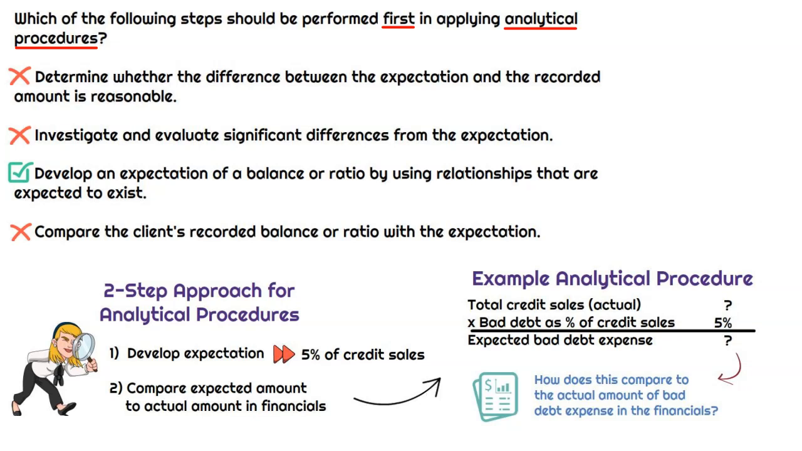But if you got this one wrong, you probably did not identify that word first. What is the first thing we do when we apply analytical procedures? So now you can see how important it is to focus on little keywords and phrases for these audit multiple choice questions. Otherwise, you're just going to skip over those details. You're going to find an answer that makes sense because they all can make sense, and you're going to get it wrong, right? So very important to read the sentence in extreme detail.